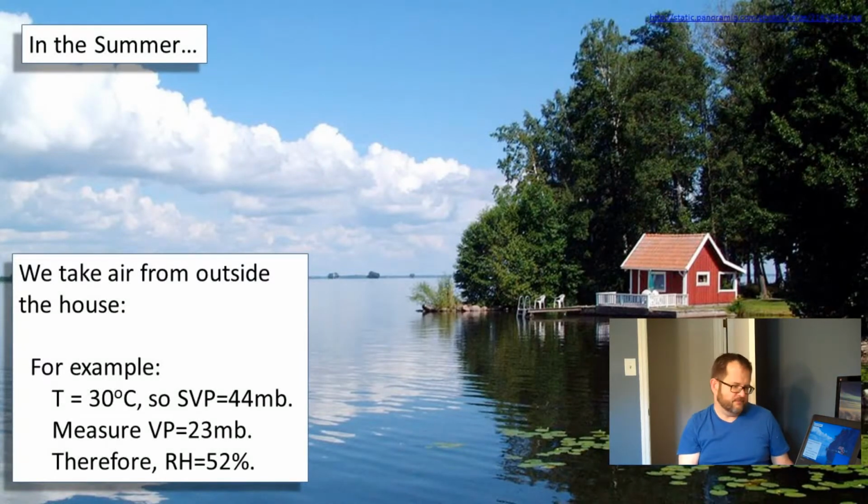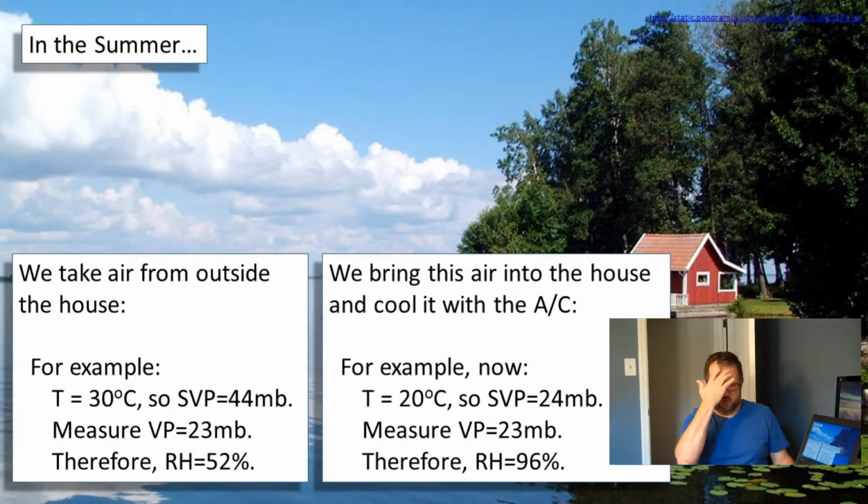Okay, fine. Then we're going to open up the door in the house and bring some hot air from the outside into the house. Clearly, we're not going to leave the air in the house at 86 degrees Fahrenheit, 30 degrees Celsius. We're going to cool it using our air conditioner. So we bring the air in and cool it with the air conditioner. What's going to happen here?